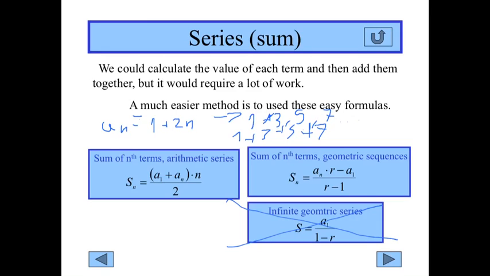So to find the sum of n terms of an arithmetic series, the sum of the nth term, which is also called the arithmetic series, we just put them in this formula and it's going to give us the sum. And the same thing applies for geometric sequences. So these are the formulas. You don't need to learn them because you have them in your formula book, but you definitely need to know how to use them and when to use them.